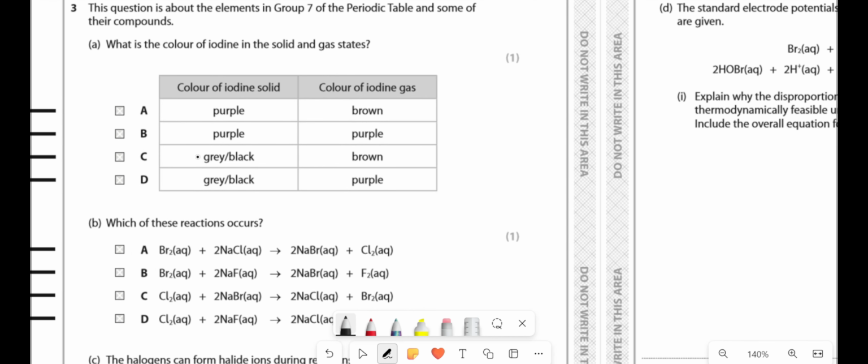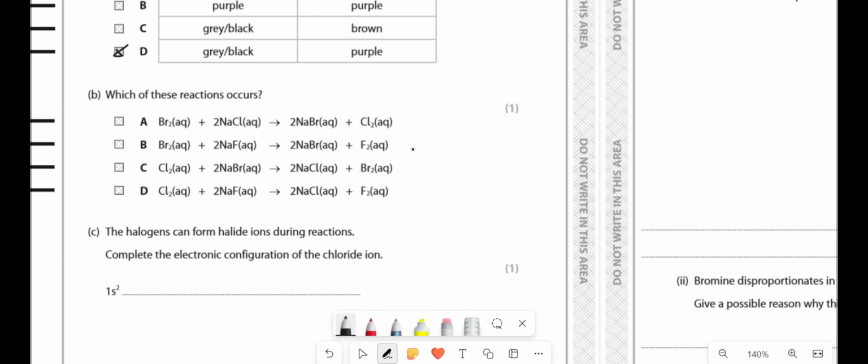So this question is about the elements in group 7 and some of their compounds. What is the color of iodine in the solid and gas state? So it is gray-black as a solid and it's purple as a gas. It's D.